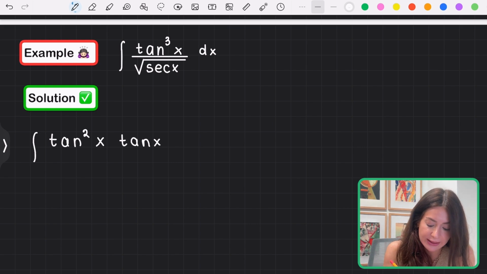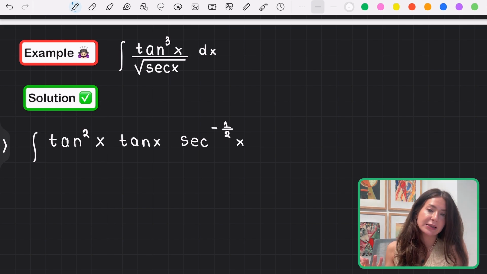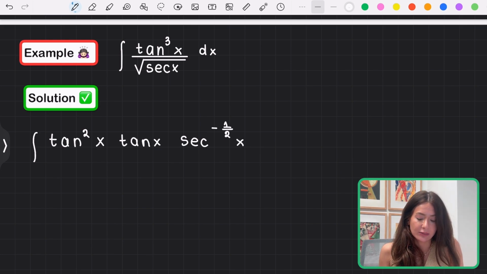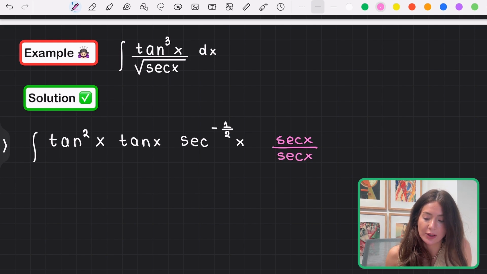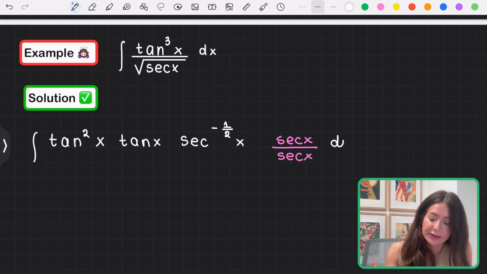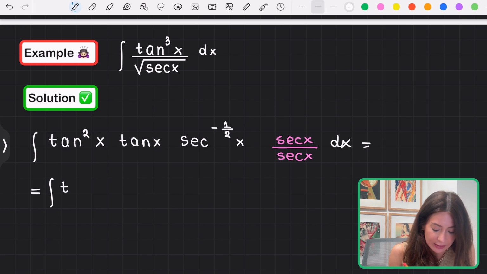And now I'm going to bring secant upstairs, and I'm going to write it as secant to the negative 1/2 x. And that's still not secant x, right? So I'm going to do the following. I'm going to multiply everything by secant x, which is what I need in the denominator. But if I do that, I have to divide everything by secant x as well. This way, at least I got secant in the denominator, but I also got secant in the denominator, which I didn't need, but I had to do that.